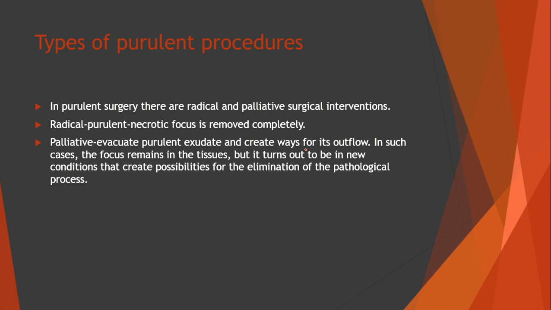Types of procedures we can use in purulent surgery: there are radical and palliative surgical interventions. Radical: the purulent necrotic focus is removed completely. Palliative: evacuate purulent exudate and create ways for its outflow. In such cases, the focus remains in the tissues, but it is in a new condition that creates possibilities for the elimination of the pathological process.